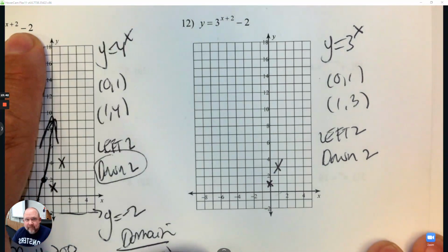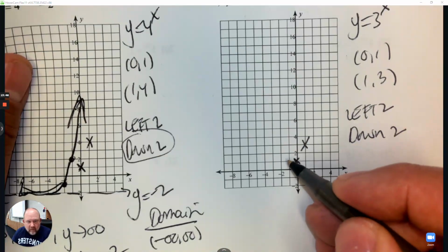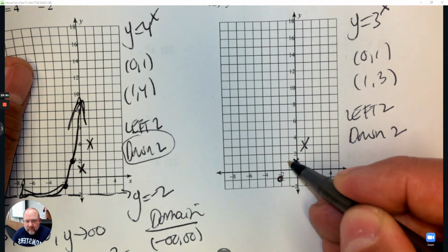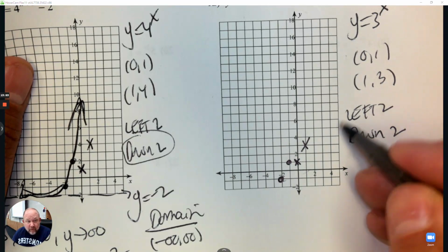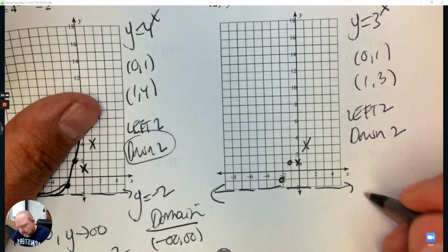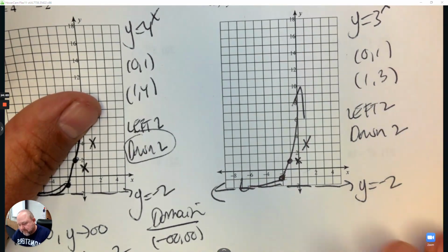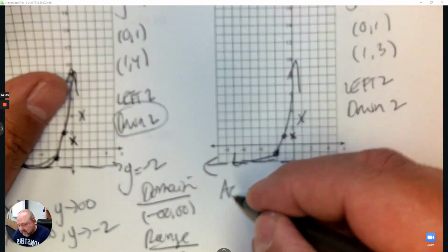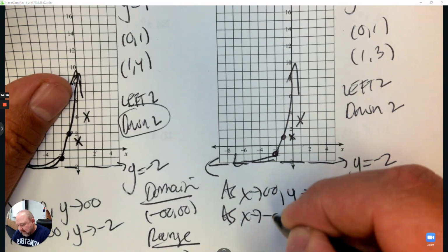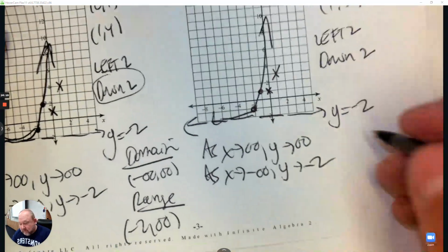Same thing as the other one, right? Yeah, left 2, down 2. So each x, here, go left 2 and down 2. There it is. Here, left 2 and down 2. Here it is. And the asymptote goes down 2. So now it's at -2. There's the graph. The end behavior: the right end goes up, and the left end goes to the asymptote, which is at -2.